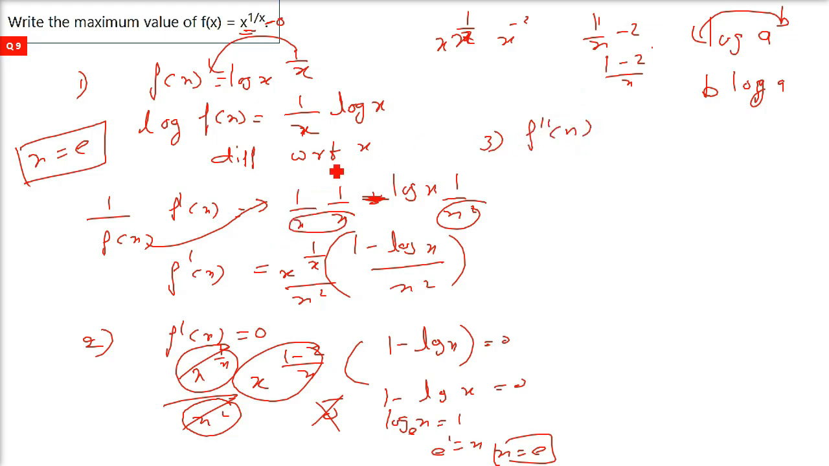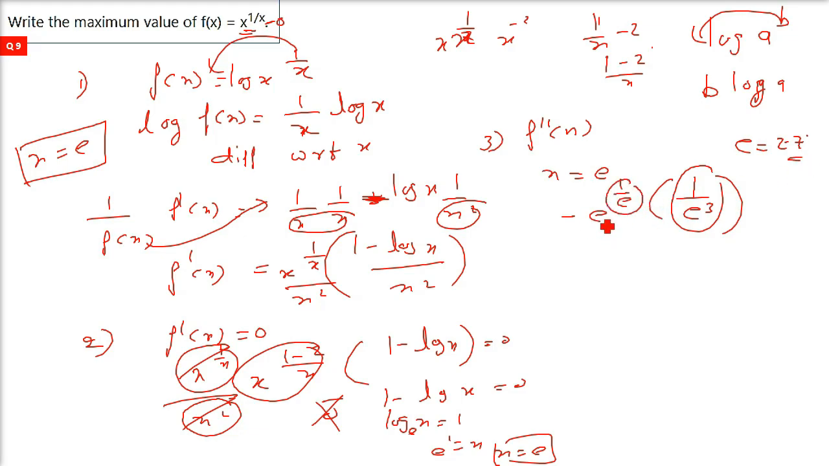For that checking of maximum and minimum, we need to double differentiate it. When we double differentiate it, f double dash x, what do you get? If you double differentiate it, at x equal to e, the final thing will be minus e raised 1 by e cube, and this is a constant, because e has a certain specific constant value.